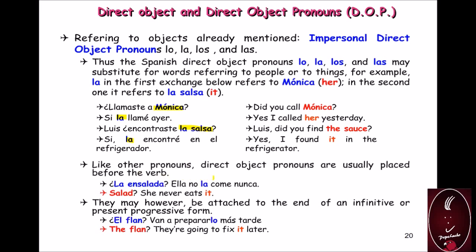Like other pronouns, direct object pronouns are usually placed before the verb. La ensalada no la come nunca. Before the conjugated verb. And also we can attach it at the end of the infinitive form of the verb. El flan van a prepararlo. Preparar is the infinitive form of the verb, so we can attach it at the end of the infinitive form of the verb.